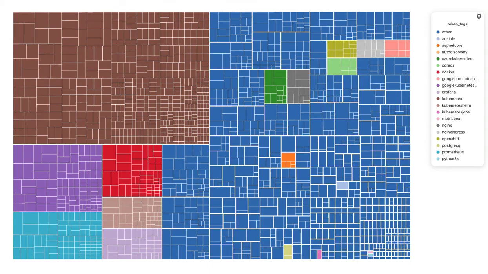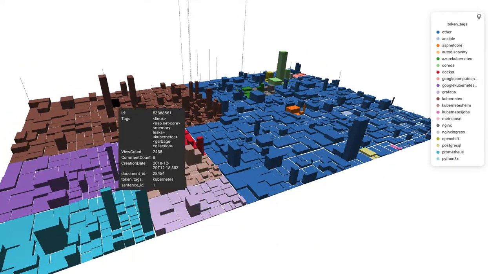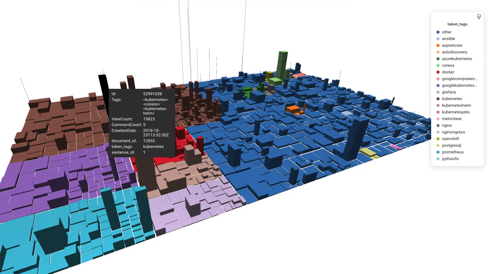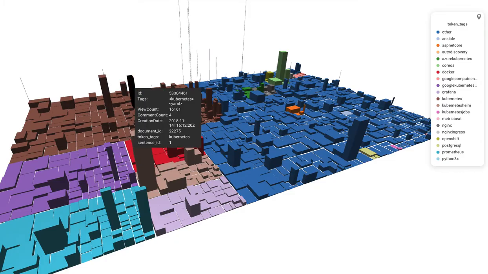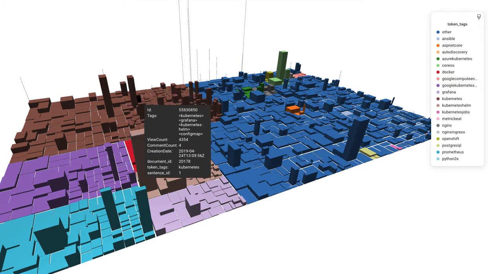Now let's add a dimension and take a little walk. So here, the higher one of those skyscrapers is, the more views did that question that it represents receive. So we see here, that's a general Kubernetes related question that I'm just highlighting. It's about CoreOS and Helm. Let's look at that other large one. That's a Kubernetes YAML question, 1600 views. Then here we see another Prometheus operator related one, and here another CoreOS one.